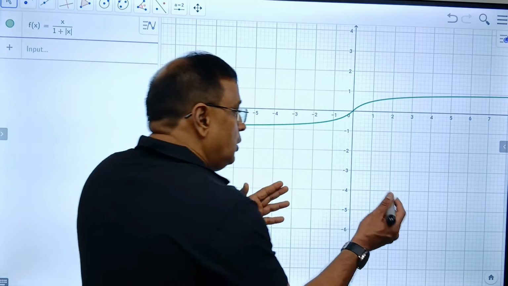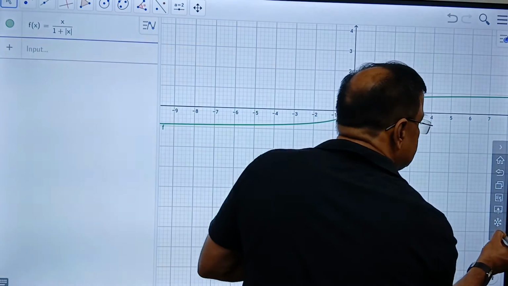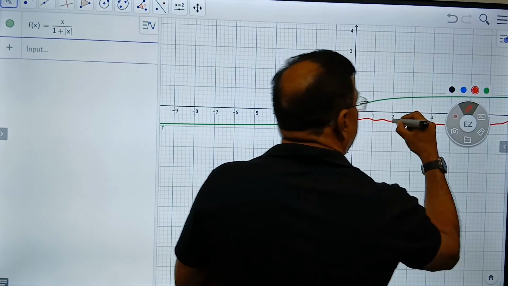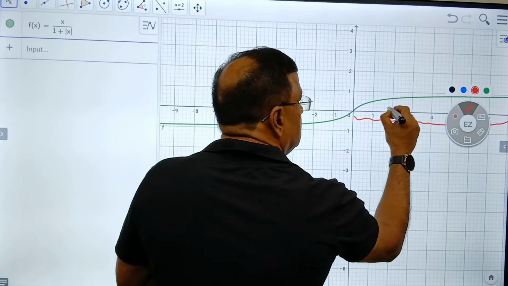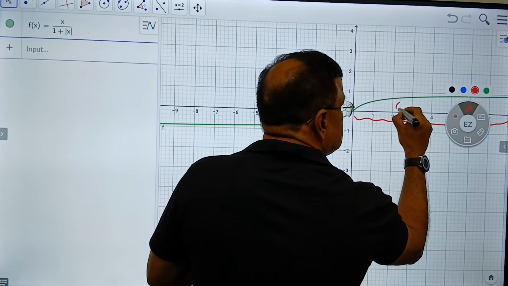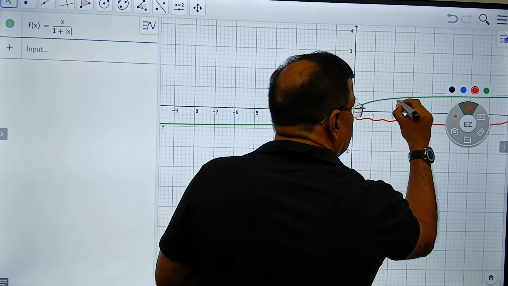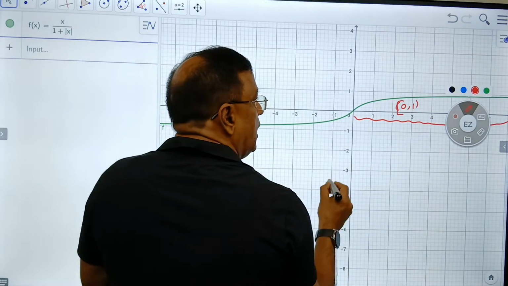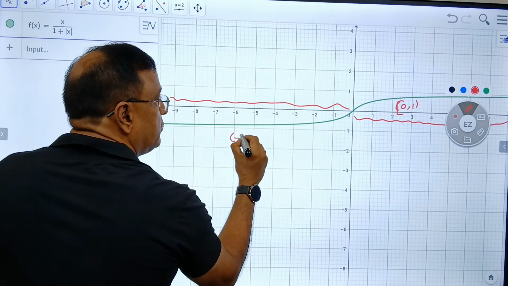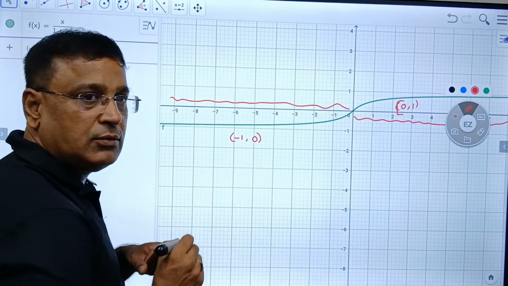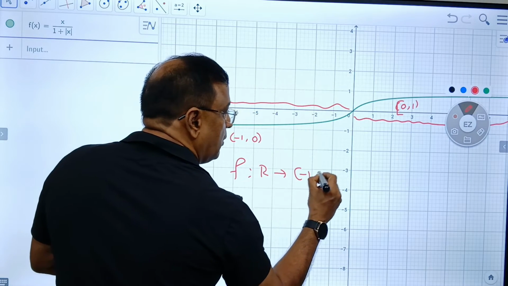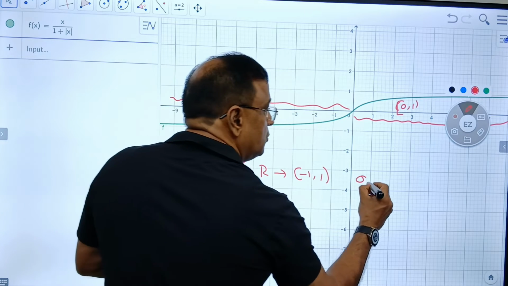Okay, so you can also see, if you watch this very carefully, all the positive real numbers get mapped to 0 to 1. Can you see? It's from 0 to 1. This part of the curve is from 0 to 1. 0 is included. And all the negative real numbers get mapped to minus 1 to 0. Therefore, f from R to minus 1 comma 1 is onto.